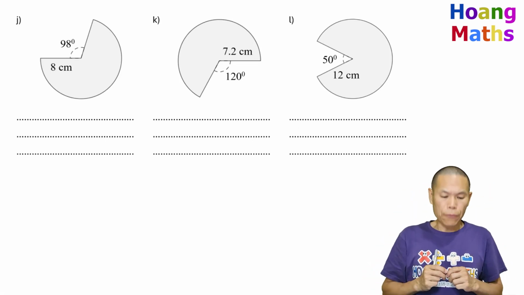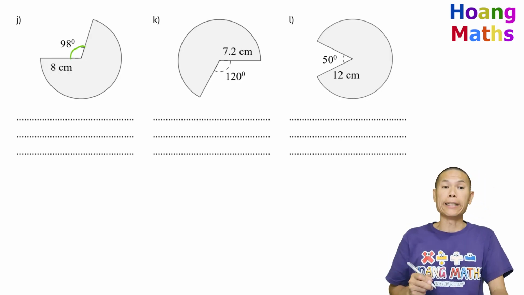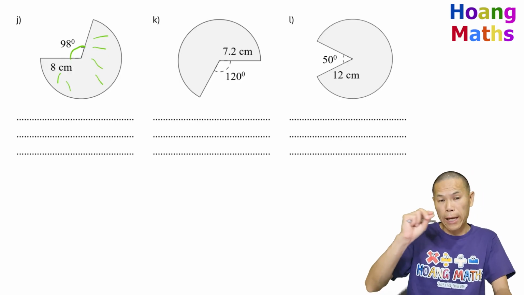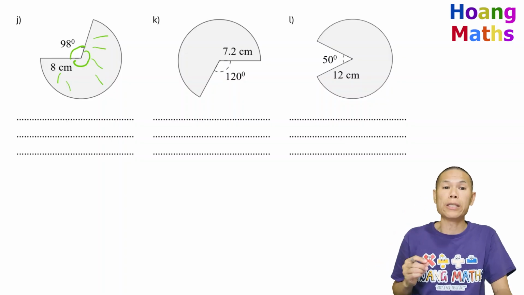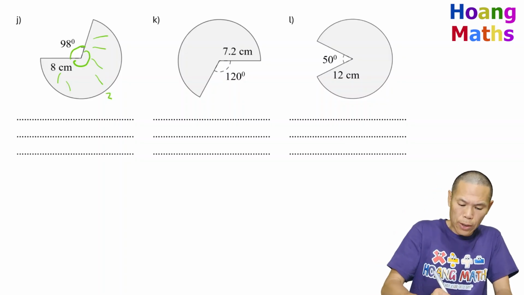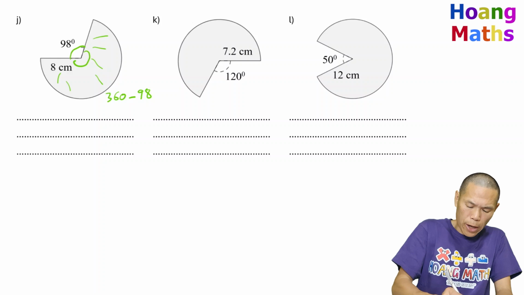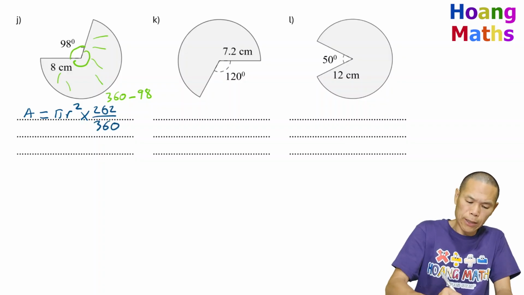Part I. So first of all, we know that the angle out here is 98, and we do need to find the area of this. So therefore, we need to work out the angle inside here first, okay? And we know that altogether is 360 degrees. So we just go 360, we minus 98. So 262. So we just go area is equal to pi r squared. We times by 262 out of 360. So that will give us this area here.